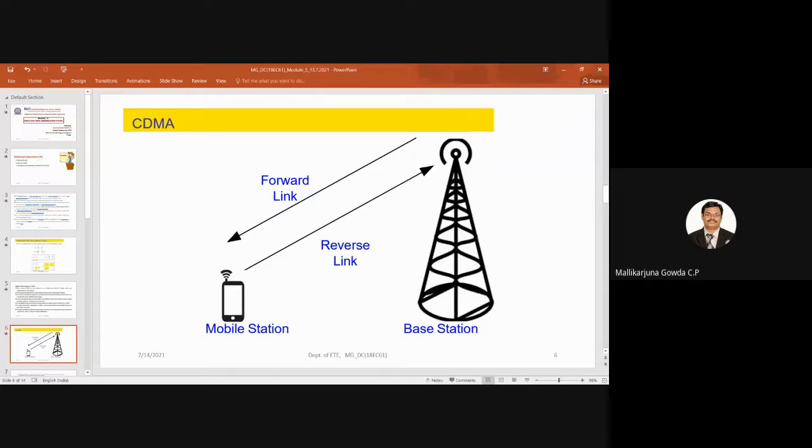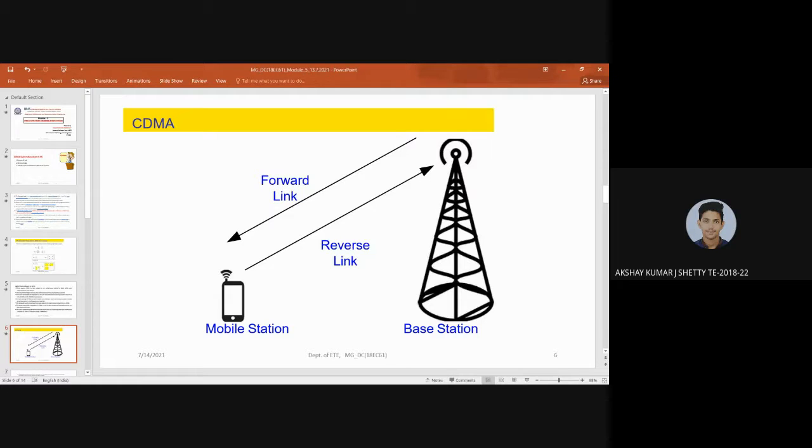I said the signal which is transmitted from the base station to the mobile is known as the forward link, and similarly the signal which is transmitted from your mobile to the base station is known as the reverse link. Each link requires a bandwidth of 1.25 megahertz in the case of this IS-95 system. The bandwidth requirement will be different in different systems; in case of IS-95, it is 1.25 megahertz. Hope this is clear.